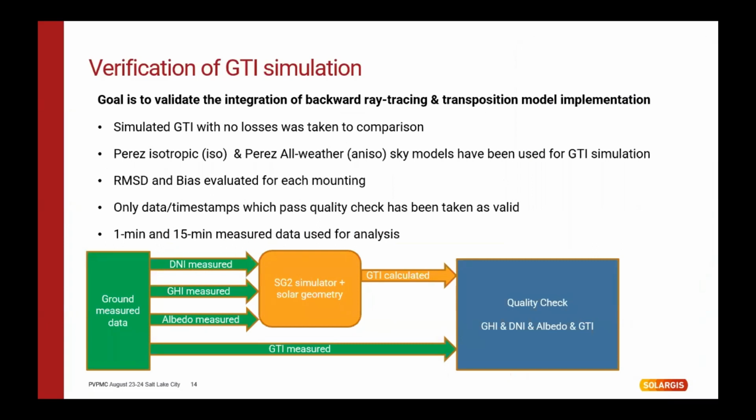The principle of the validation was that we took measured DNI and measured GHI values together with local measurements of albedo. We ran the simulation and calculated GTI, or plane of the array radiation, and we compared it directly with measurements for every mounting type. We did a comparison of both anisotropic and isotropic models, and we were looking at bias and RMSD.